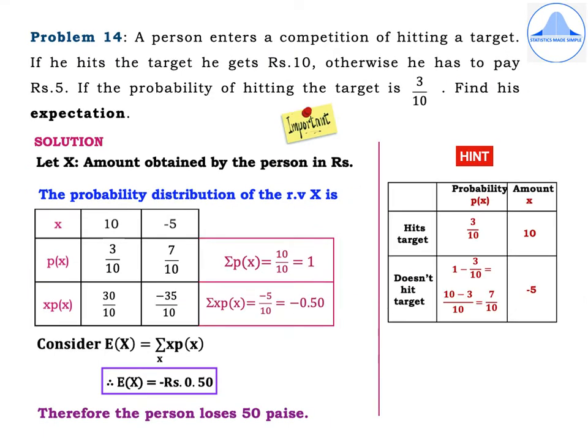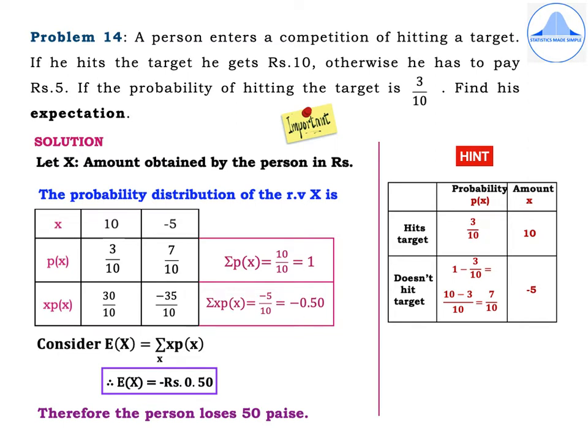Problem 14. A person enters a competition of hitting a target. If he hits the target, he gets rupees 10. Otherwise, he has to pay rupees 5. If the probability of hitting the target is 3 by 10, find his expectation. These kind of statement problems on expectation are also very important. Now let us learn how to form the probability distribution for such a problem.